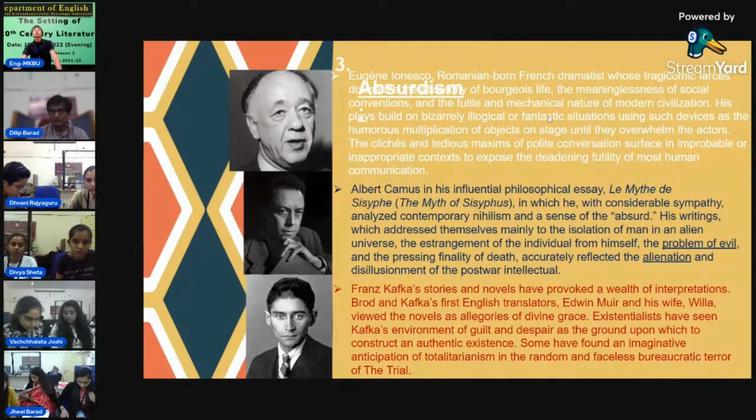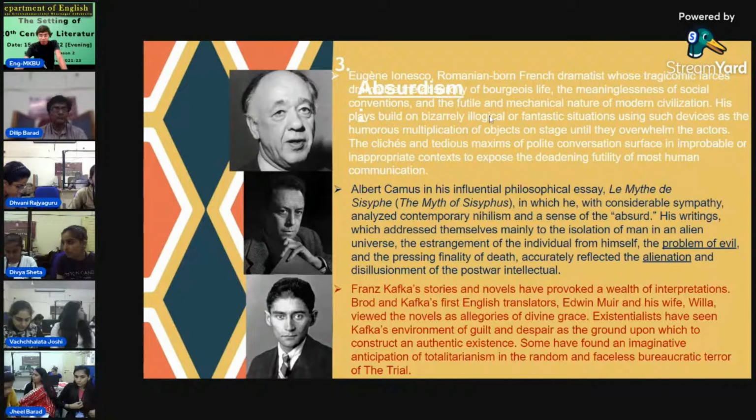So why was it futile? As we have Albert Camus, the Myth of Sisyphus. It is shown in this that it was a futile and mechanical condition. Then you have to wake up at this particular time. Then you will have to go to bed at this particular time. So there was no personal freedom, and his plays built on bizarrely illogical or fantastic situations using such devices as the humorous multiplication of objects on stage until they overwhelm the actors. So it is about his style of writing the plays.